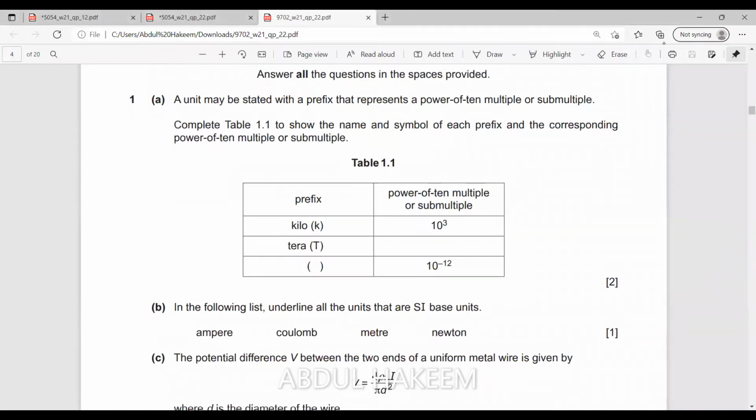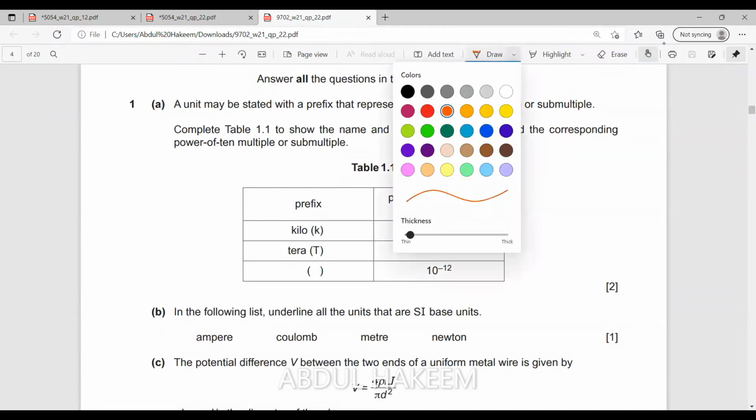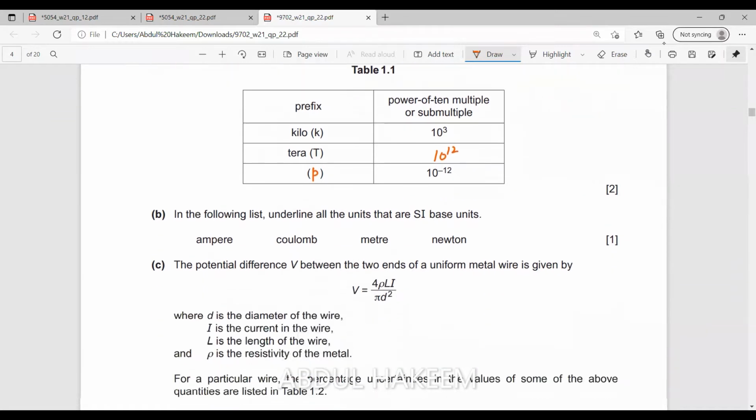Look at the question. Tera is 10 power plus 12. And pico is 10 power minus 12. So this is small p.